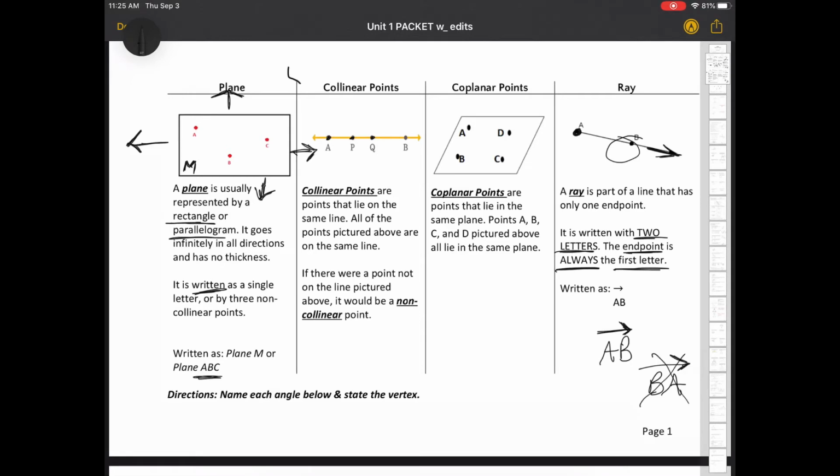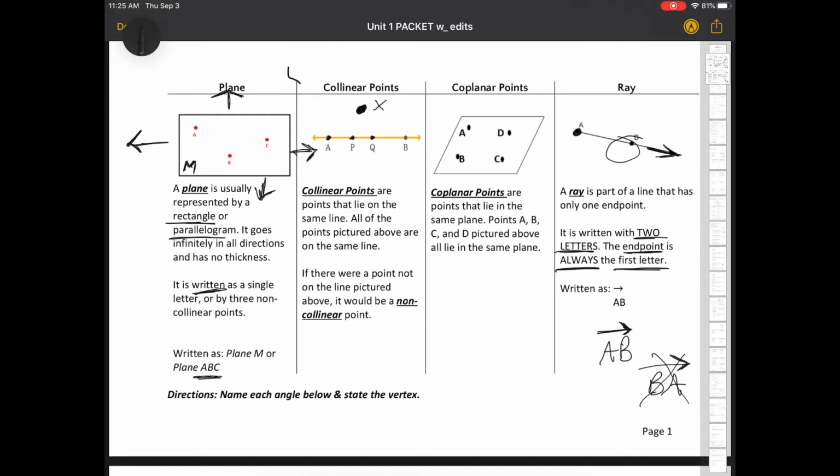So what does non-collinear mean? Non-collinear would say, if I had a point X up here, that point X is not in that line with all those points. So that's not a collinear point. It's a non-collinear point. No notation for this one. It's just something you have to take notice of.